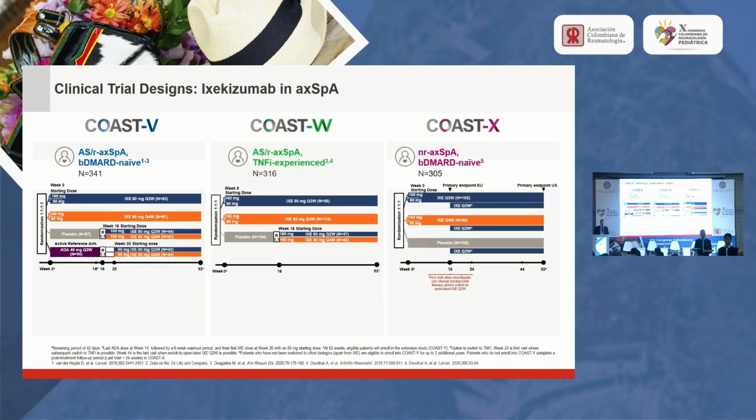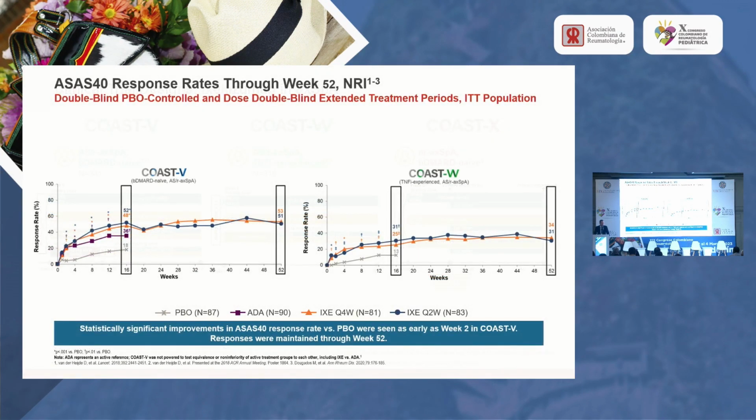On the left side, on the COAST V, the important thing to remember also is that we have an adalimumab arm that was running in parallel. This means we do not have a direct comparison, but an active comparator, as we call it, for the gold standard of a TNF blocker, which would be adalimumab in that case, or at least a representative of a TNF blockade.